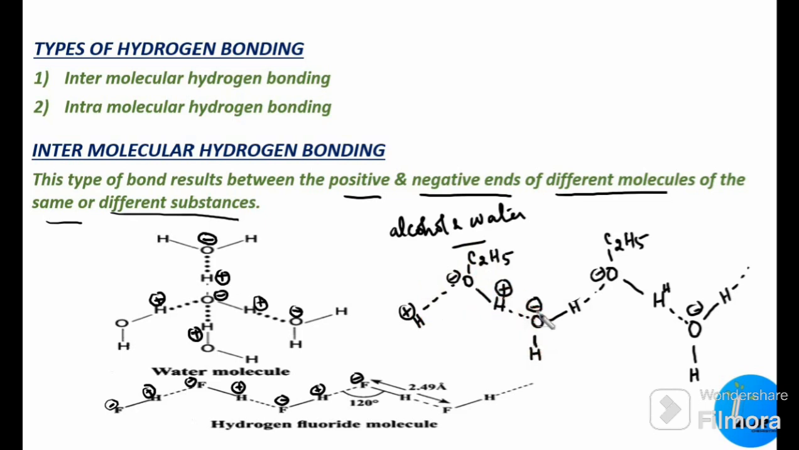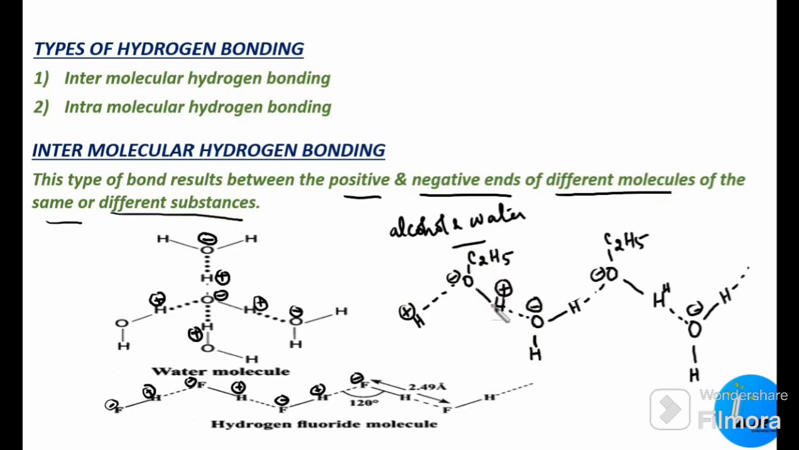Okay. So this is H2O. This is alcohol. See here, the negative end of alcohol is combined with the positive end of the water. So the positive and the negative ends of molecules of different substances. So this is ethanol. This is water. This is an example of intermolecular hydrogen bonding seen in different molecules.